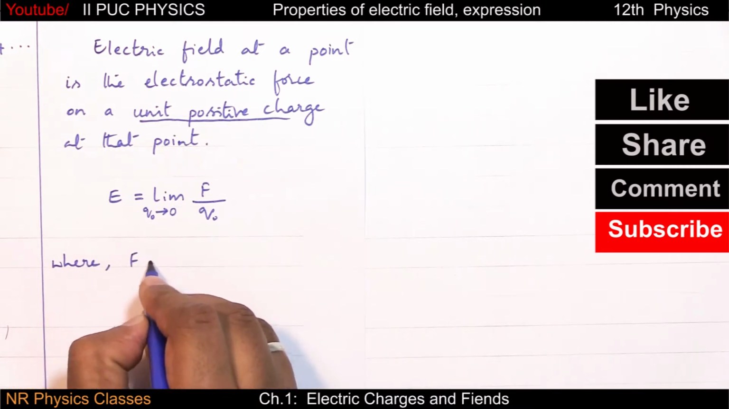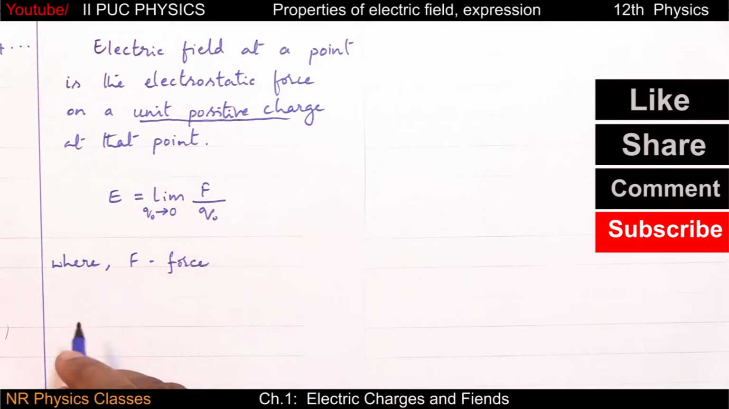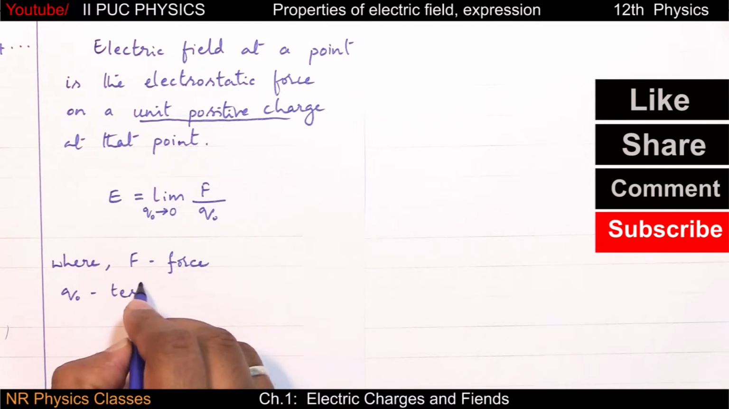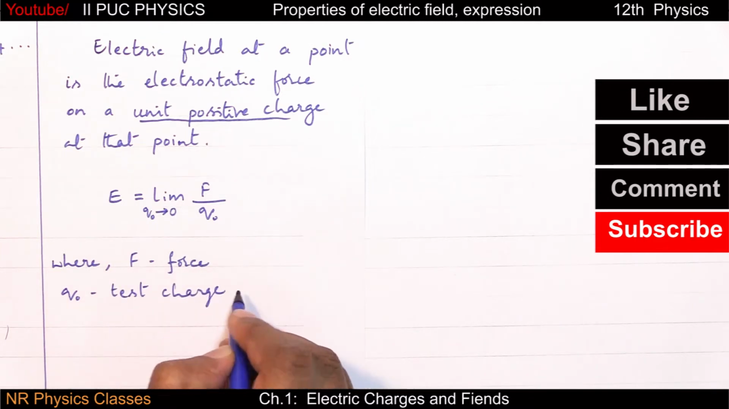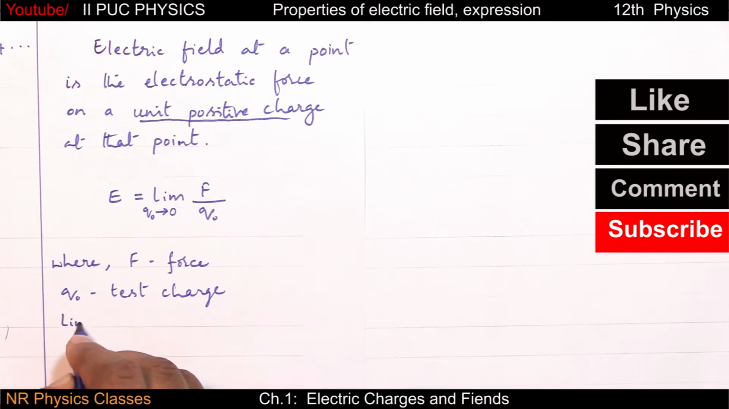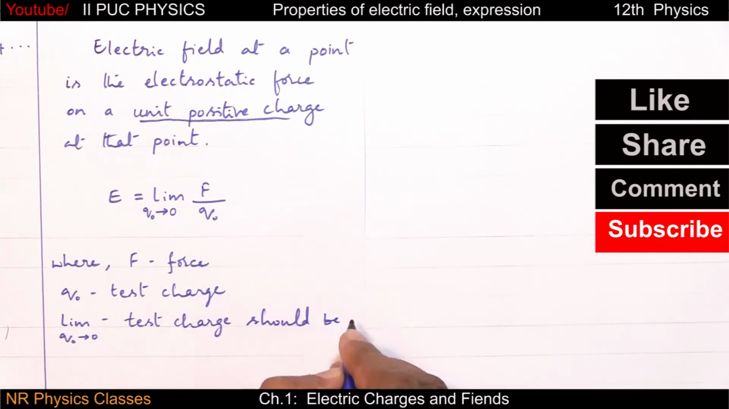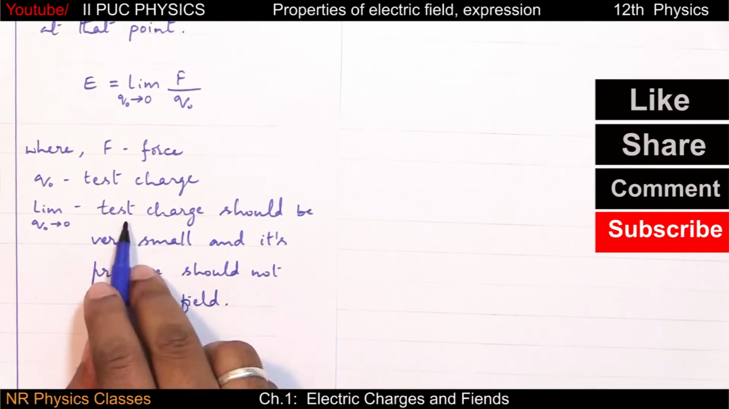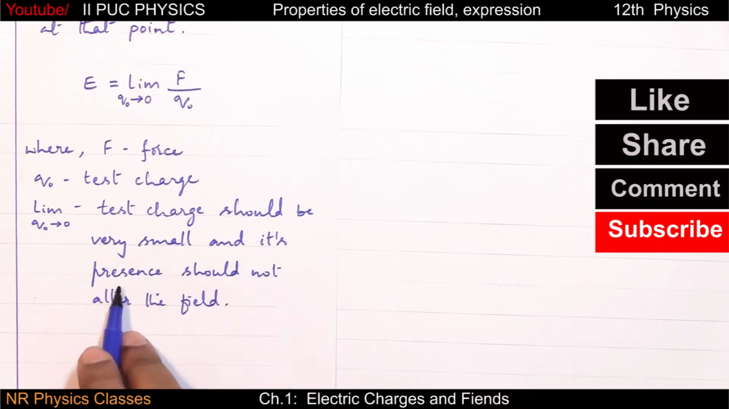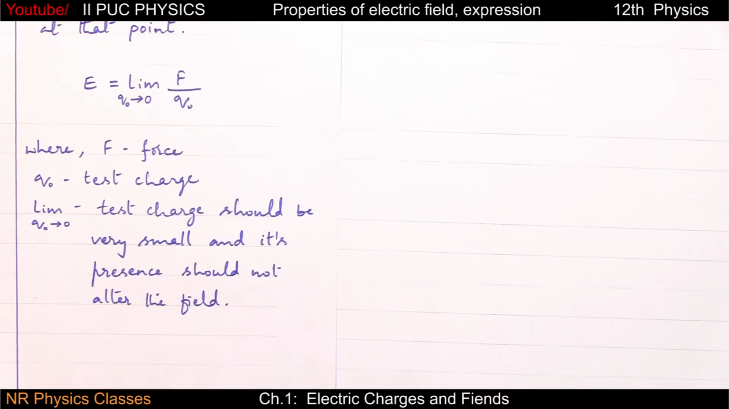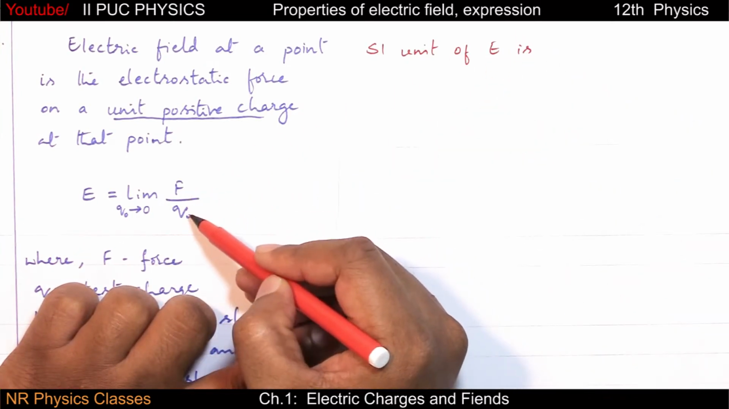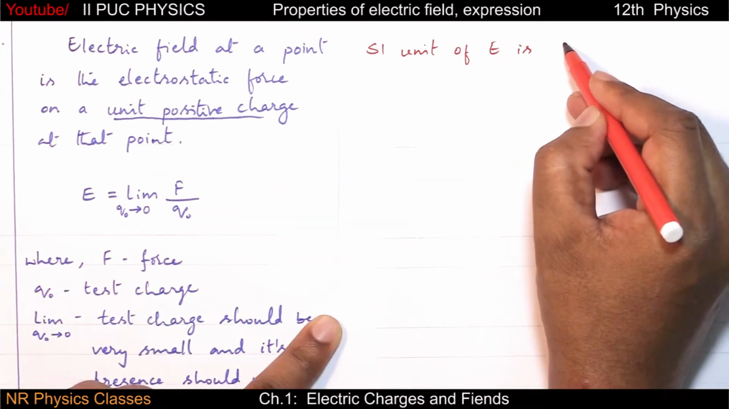Where F is force, Q naught is test charge. The meaning of limit Q naught tends to 0 is that the test charge should be very small and its presence should not alter the field. SI unit of electric field is Newton per Coulomb. It is Newton per Coulomb.